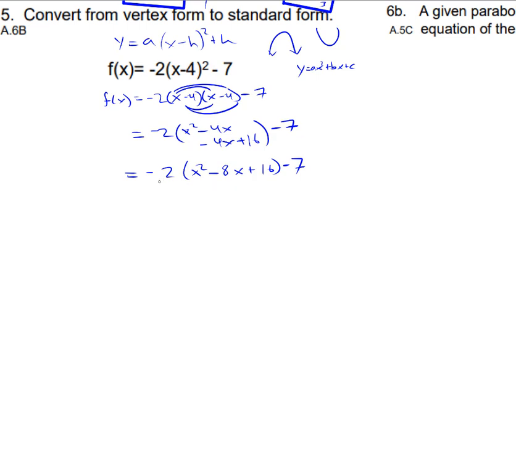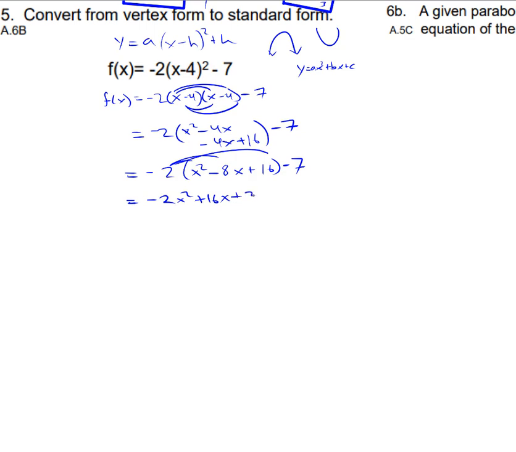Now I have my negative 2. I can distribute in that negative 2, right? I don't want to subtract 7 yet because multiplication comes before subtraction here. So I'm going to distribute in that negative 2, right? And I get, whoops, I get negative 2x squared, right? Negative 2x squared plus 16x, right?